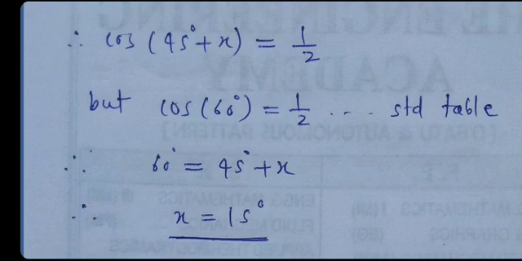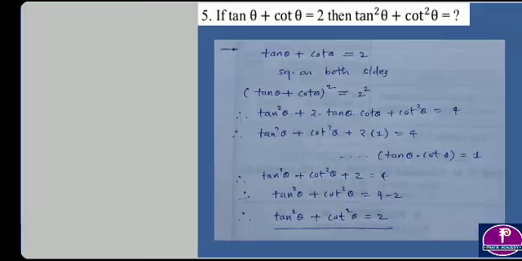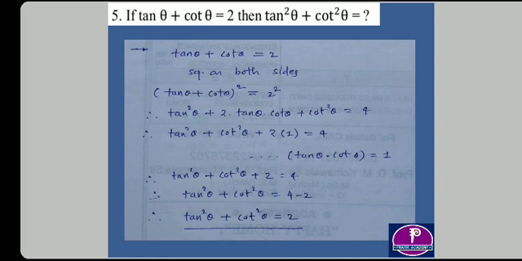Okay, so after adjusting we get x is equal to 15 degrees. Next, if tan theta plus cot theta is equal to 2, then tan square theta plus cot square theta is equal to how much? So this is asked.